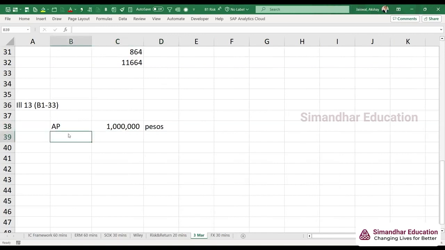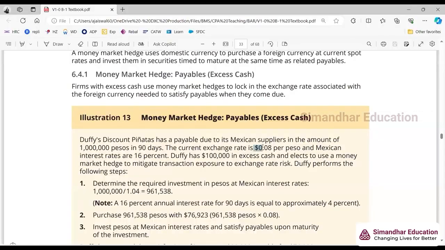Now days, so period is 90 days. Then spot rate is 0.08. So 0.08, see, this is a direct quote. Guys, please pay attention to this. $0.08 per peso. This is a direct quote, meaning per foreign currency it should be. If it is not per foreign currency, then we cannot multiply. We will have to divide it.